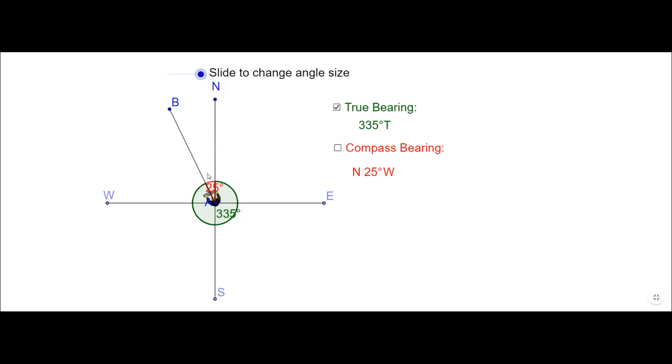And then if you realize that is 25 degrees, and therefore the remaining from here to this is your true bearing. So your true bearing will be 360 minus 25, which gives you 335 degrees. That is a simple way of conversion from true bearing to compass bearing and vice versa.